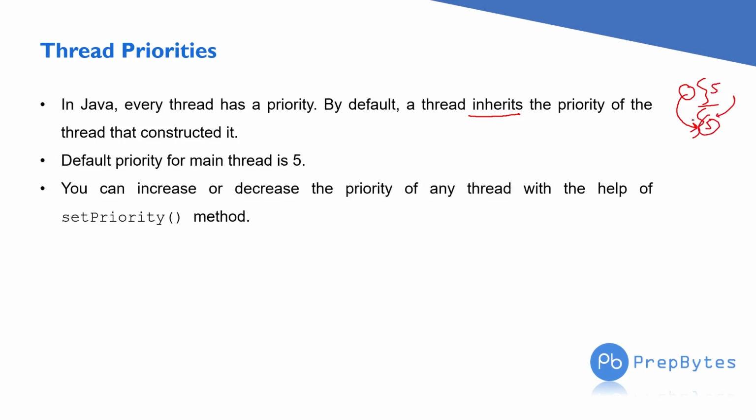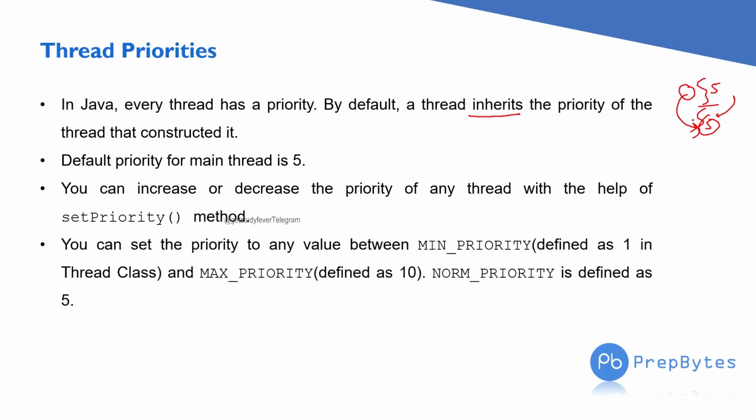Now you can increase or decrease the priority of any thread with the help of the setPriority method. We will see this in the code. The condition is that you can set the priority only within a range, and this range is 1 to 10. So 1 is the min priority and 10 is the max priority, and we also have a normal priority, which is nothing but 5.